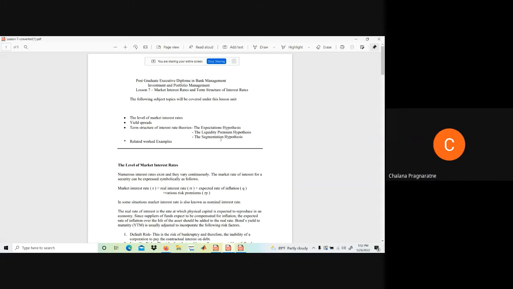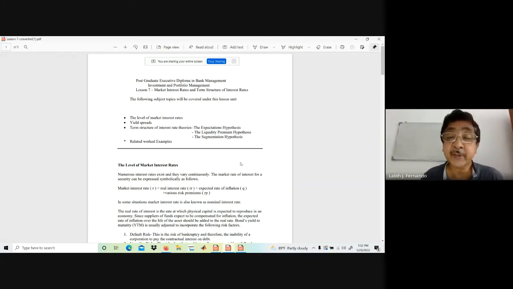Right. So the level of market interest rates we discussed in that lesson. There you had 3 theories with regard to the term structure of interest rates: the expectations hypothesis, liquidity premium hypothesis, and the segmentation hypothesis. These are the 3 theories on which the term structure is dependent.